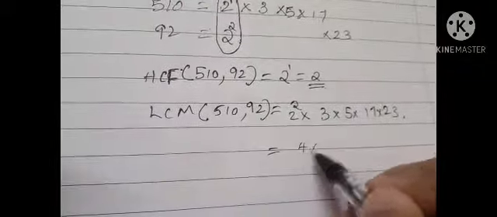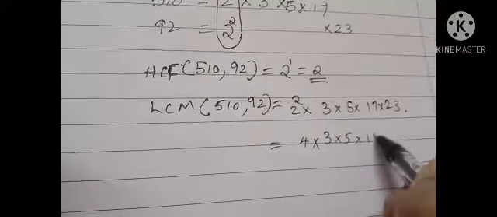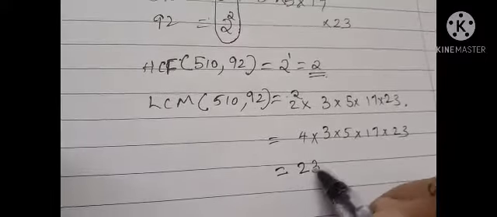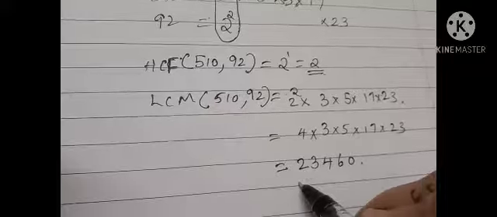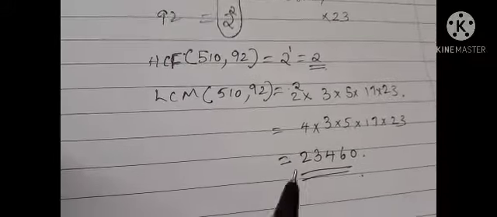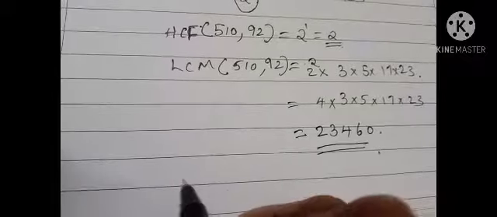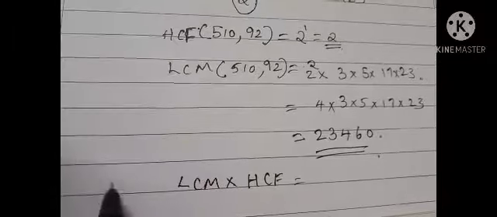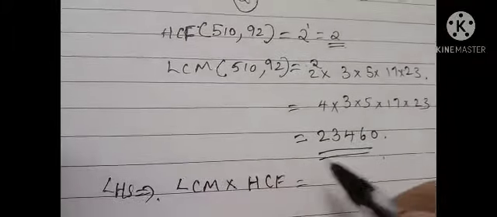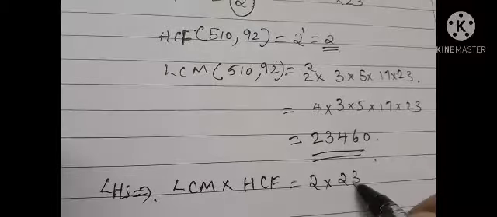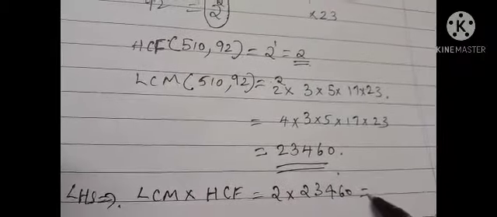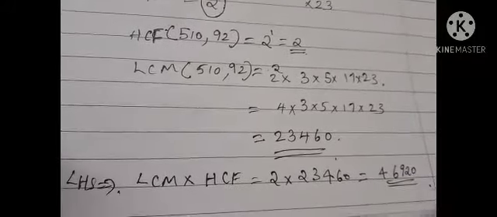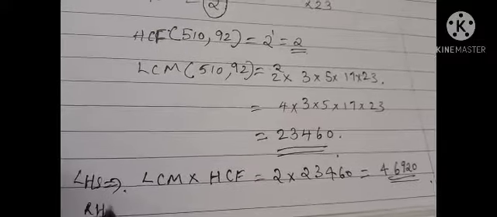2 square is 4 into 3 into 5 into 17 into 23. When we multiply these all, then we will get 23,460. Then we have to verify the relation. For that we have to multiply LCM into HCF. This is our LHS. That is 2 into 23,460. When we multiply this, then we will get 46,920. Then we have to find RHS.